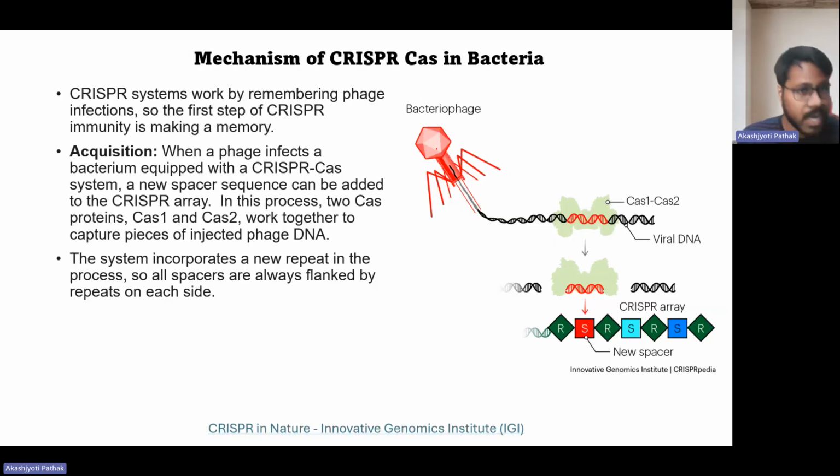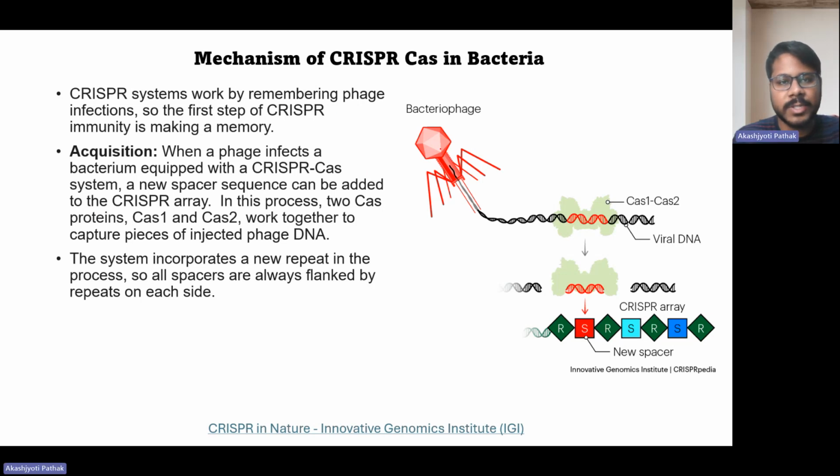So let's first understand how this mechanism of CRISPR-Cas operates in bacteria, and then we will understand how this is being used for genetic engineering applications. Okay, so this figure and these illustrations have been taken from this website.